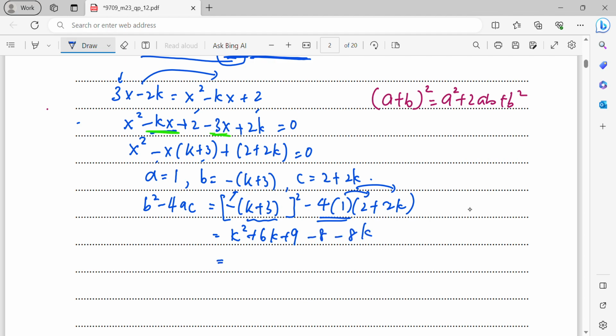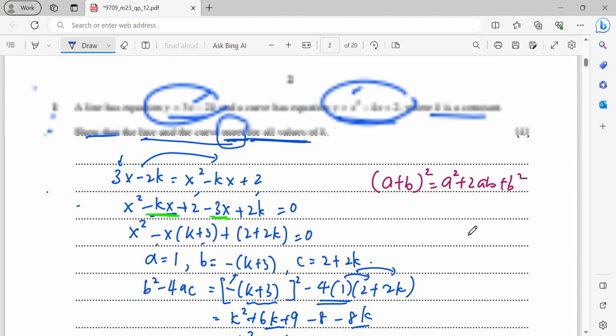Then from here, I will simplify it. Then you'll be getting k squared. 6k minus 8k will be negative 2k. Then plus 9 minus 8 is plus 1. Okay, so from here, I'm getting another quadratic function, which is k squared minus 2k plus 1. And this can be simplified into (k minus 1) squared.